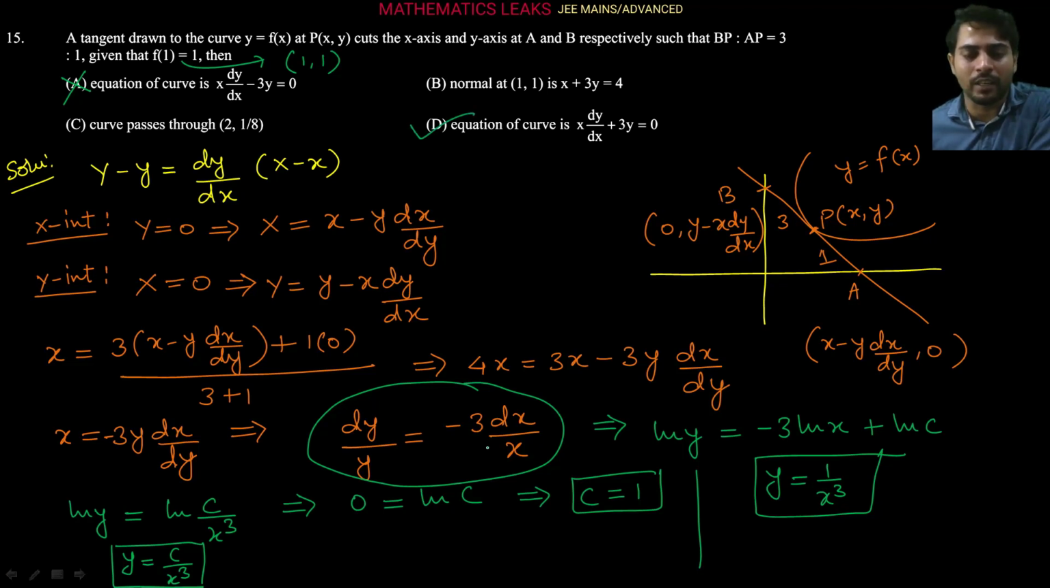Why? Because you can see I already said x dy upon dx equals minus of 3y. This minus of 3y is coming on this side, so plus 3y it is becoming. So D option is correct here.